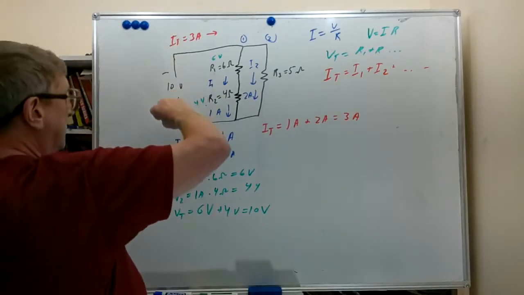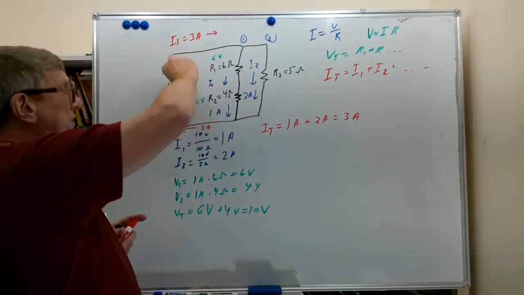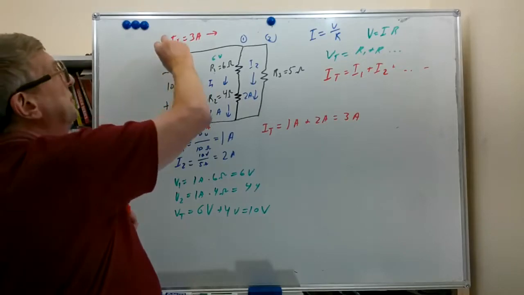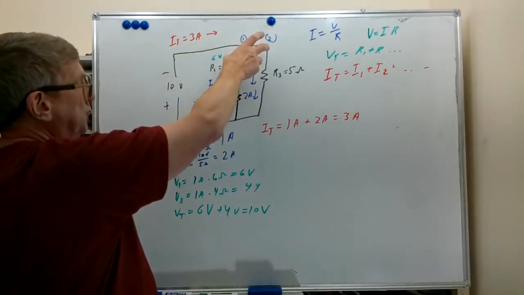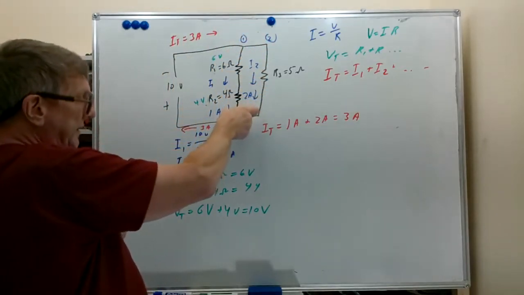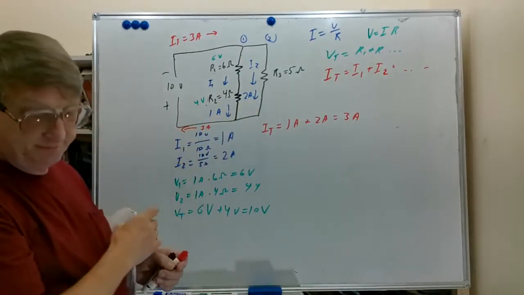You see the current, the electron flow from the supply, splits 1 amp down branch 1, 2 amps down branch 2, comes back together, and adds back together.